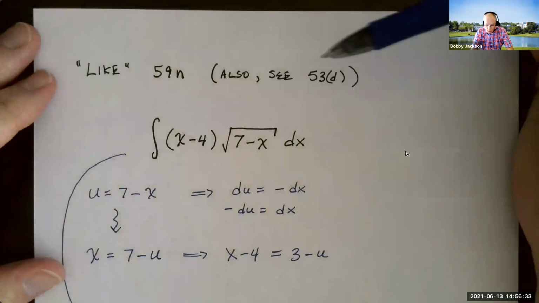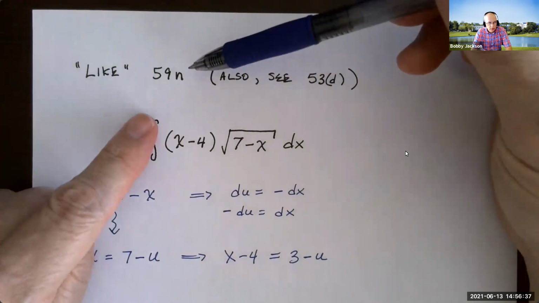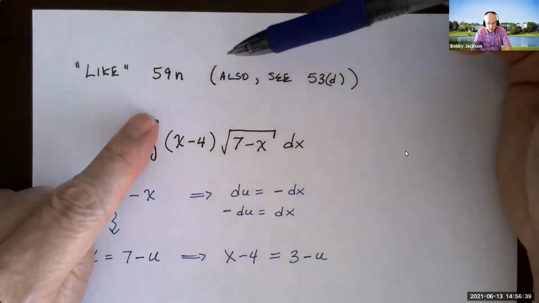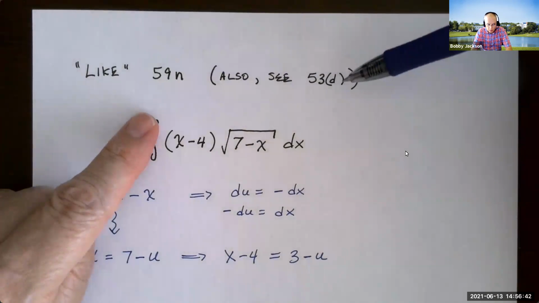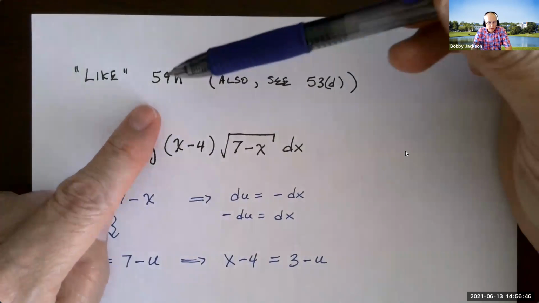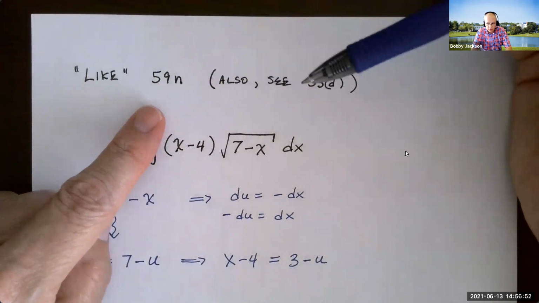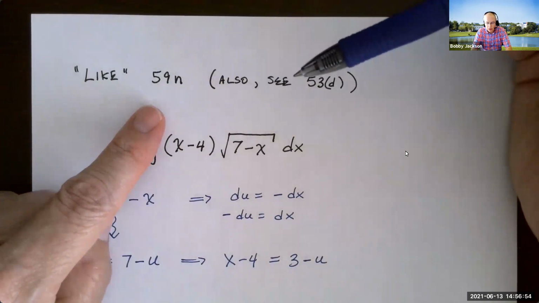So let's take a look at one like 59n. I will also note that this is very similar to number 53d. And of course, substitution method is going to be used in this. The problems in 59 are given to just work at being able to determine the technique, how to integrate a given function to find the antiderivative.